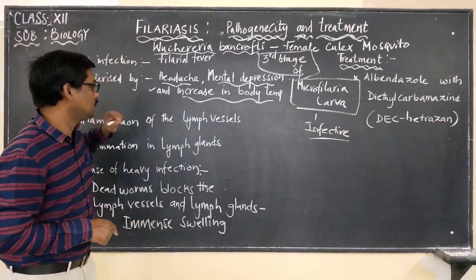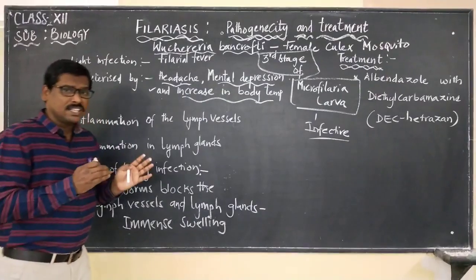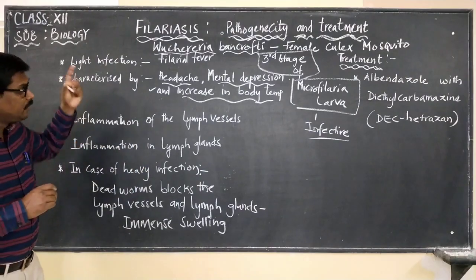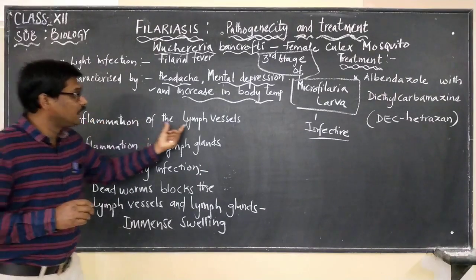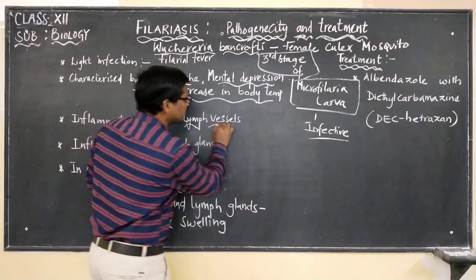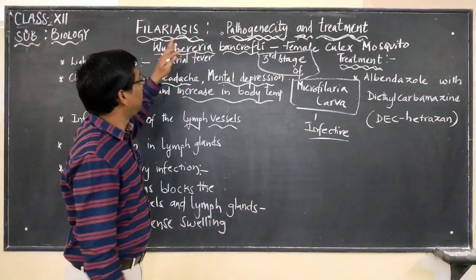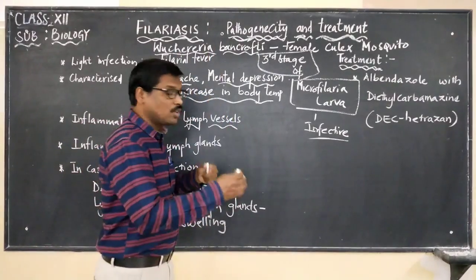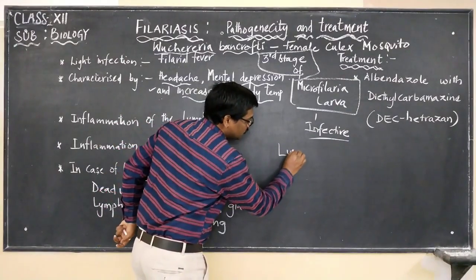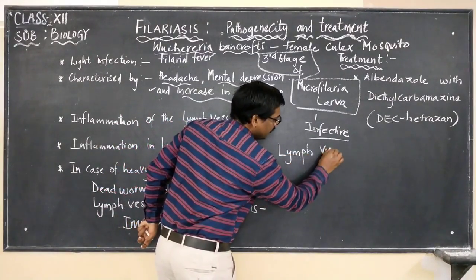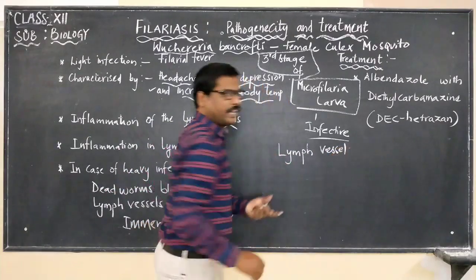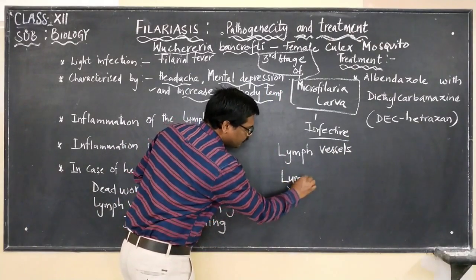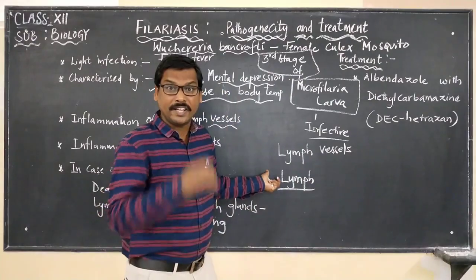filariasis. Now, when a person is infected with this disease, in the very beginning we will see inflammation of the lymph vessels. Why do we call it lymph vessels? Kindly note that this filarial worm, Wuchereria bancrofti, infects and resides in the host body in the lymph vessels, lymph nodes, or lymphatic tissue. Otherwise it is present in the tissue called lymph.